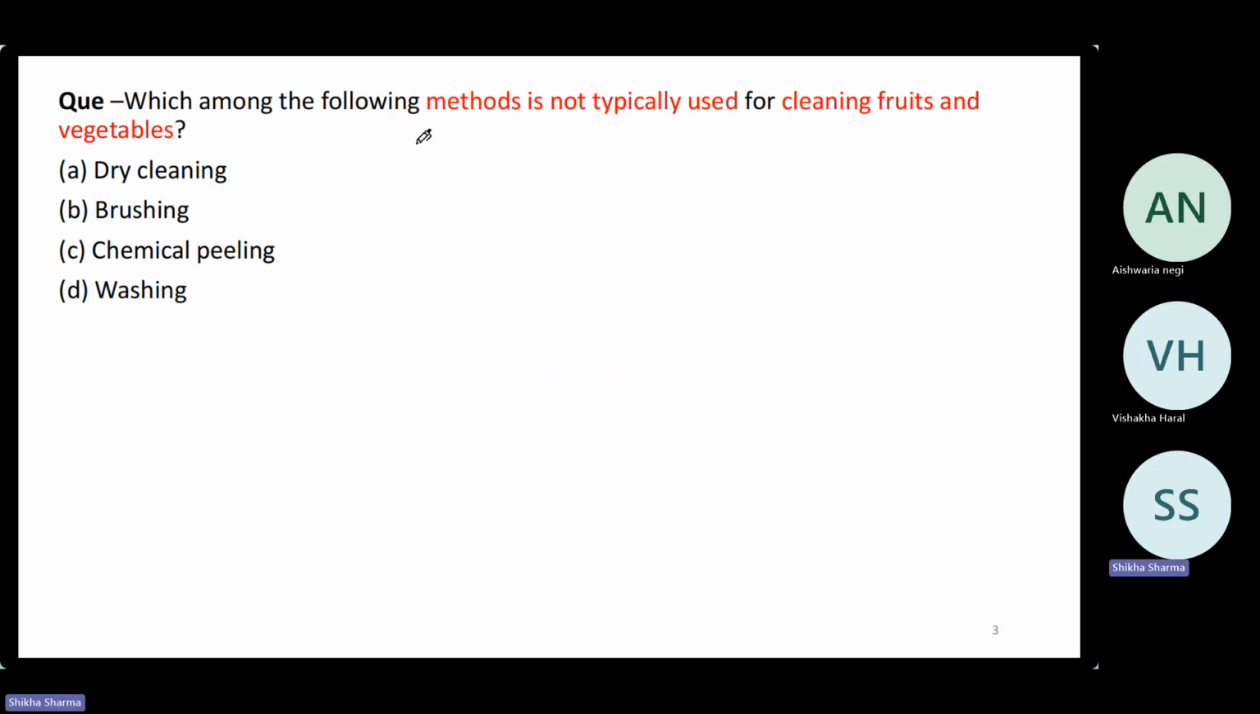So let's begin with our first question of today. The first question asks which among the following methods is not typically used for cleaning fruits and vegetables. We have 4 options: dry cleaning, brushing, chemical peeling, and washing.